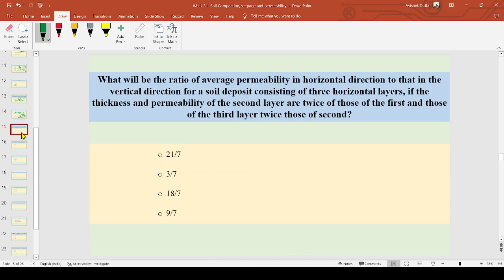This question. Ratio of average permeability in horizontal direction to that in the vertical direction. Soil deposit of 3 layers. Thickness and permeability of the second layer are twice of those of the first and those of the third layer. Twice of the second. Any answer for this?